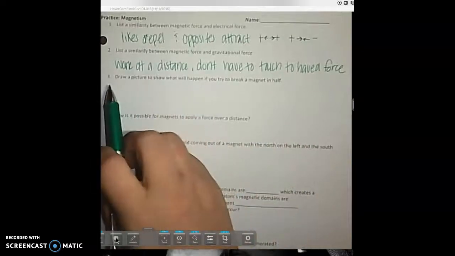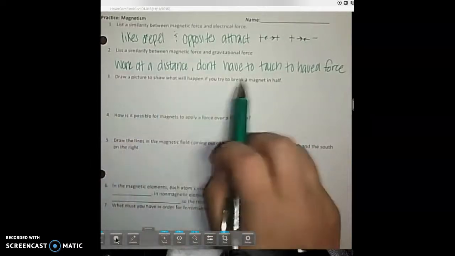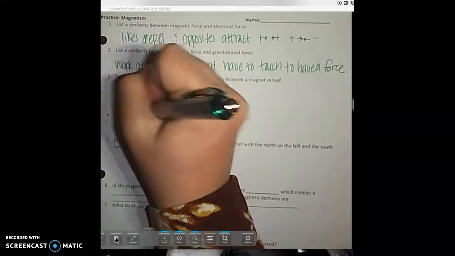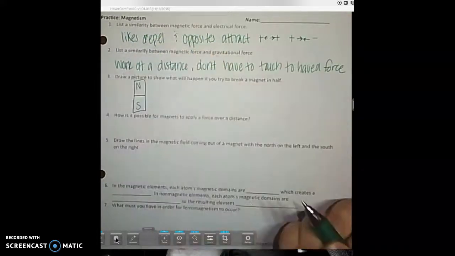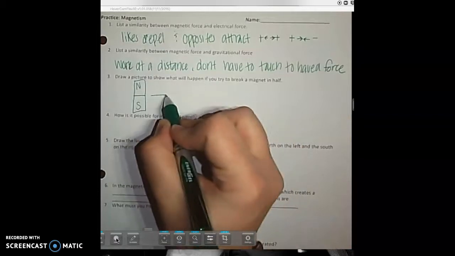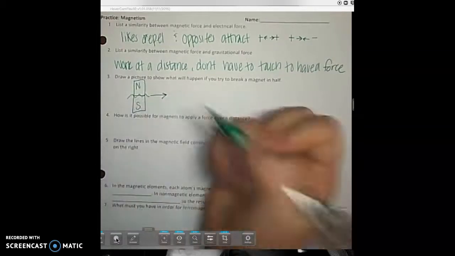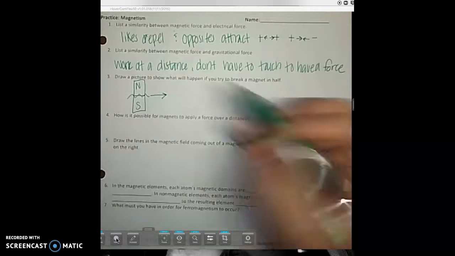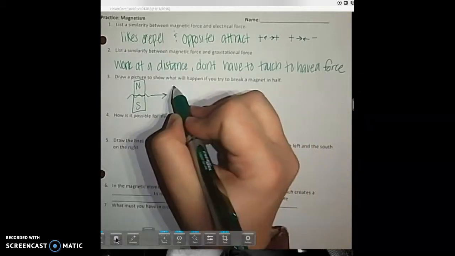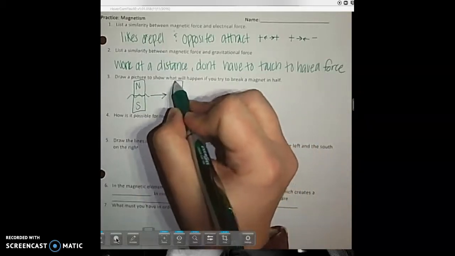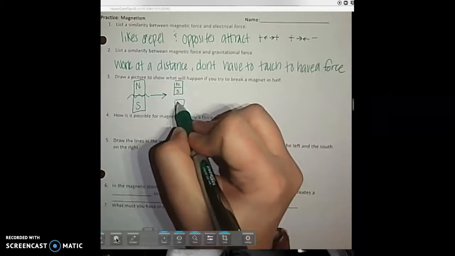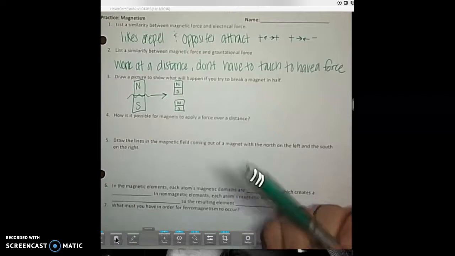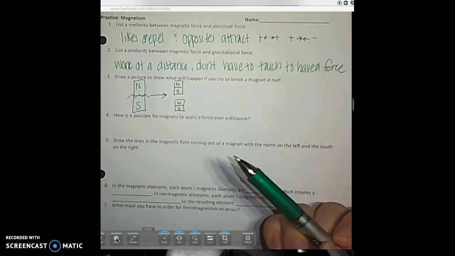All right, number 3 says draw a picture to show what happens if you break a magnet in half. So we've got our magnet, and it has a north pole and a south pole. If we break the magnet in half, remember, we don't get just a north and just a south. We're going to get 2 new north and south poles. It makes 2 new independent magnets.